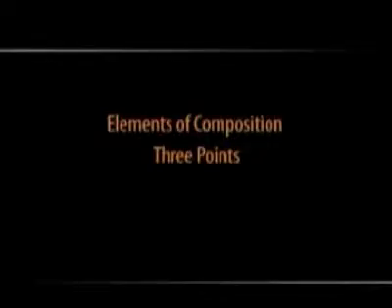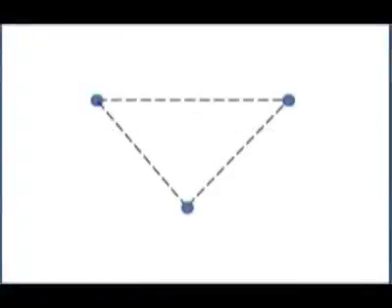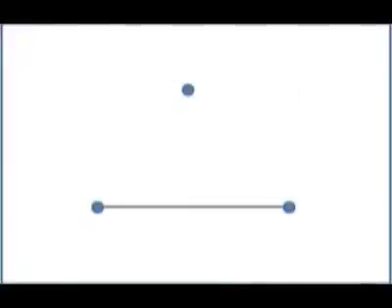Elements of composition. 3 points. Think of a frame with 3 points. As long as they are placed one after another, they tend to represent a straight line. But the moment one of them moves away from this regular placement, our eyes move between the points in a triangular formation. You can also get the same feeling of triangle when there is a point and a straight line placed at different locations. Triangular composition.